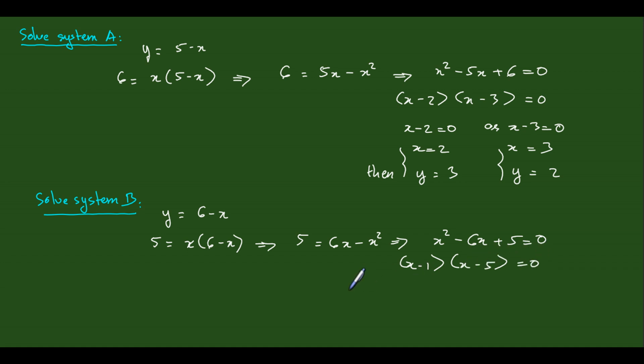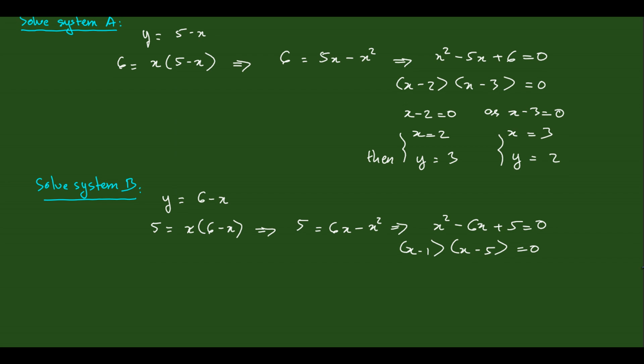Everybody knows how to factor already, so I'm gonna do it really fast over there. x minus 1 equals 0, and you use your zero product property. Then you have x equal 1 and x equal 5. And if x equal 1, you plug them back in here to get y. So y equal 5. And if x equal 5, then y equal 1, right? There you go.